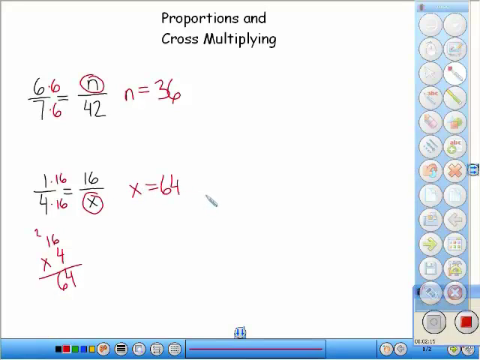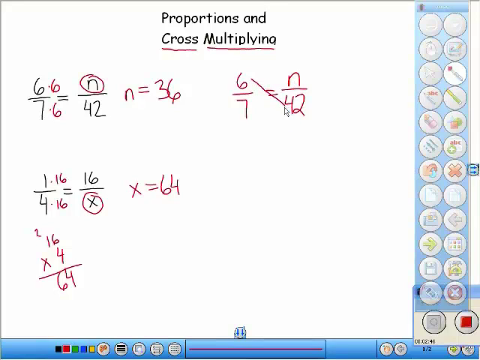So x equals 64. All right? So that's the faster, easier way to do it, but there's also a way that we learn to do it called cross-multiplying. And cross-multiplying, if I take the same problem and write it over here, 6/7 equals n over 42, I can do the same thing by cross-multiplying. I can figure out what the n will be.